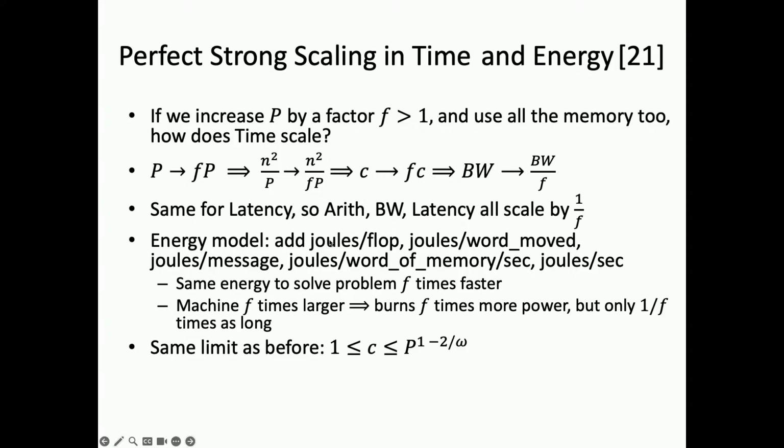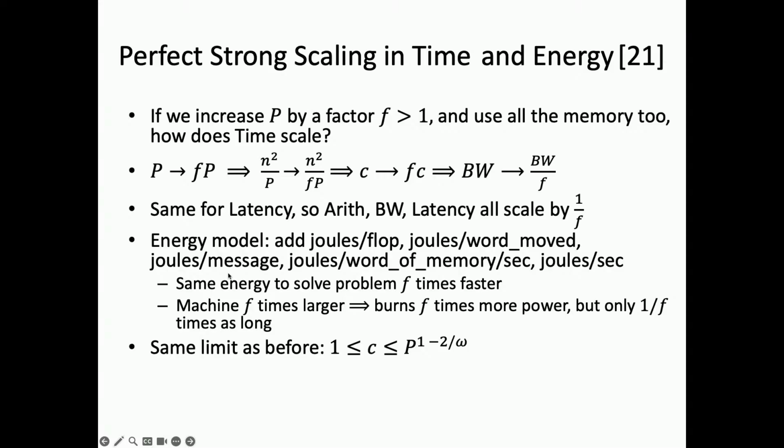I'm going to count each flop will have a certain number of joules it takes to do it. And we saw how much that was before. I'll count the number of joules to move a word over the network. I'll count the number of additional joules for a message. It's some constant. I don't care what it is. And then, of course, I have to keep all my local memory turned on. And so I'll count the number of joules per word of memory per second, because I have to keep it turned on. And then there's all the rest of the stuff in the computer, the fans and whatever it takes to keep it running. And so I'll just add another term, joules per second.